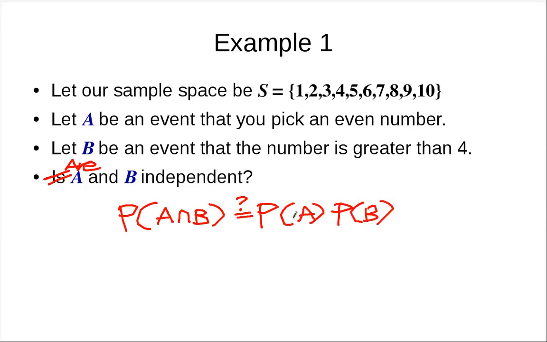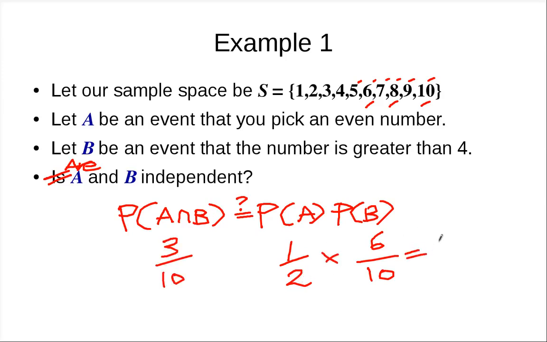So what's the probability of A? You pick an even number, so it's 1/2. What's the probability that you pick something greater than 4? There are 1, 2, 3, 4, 5, 6, so 6 over 10, right? What is the probability of A intersection B? You pick an even number and it has to be larger than 4, so 1, 2, 3. It's 3 over 10. And if you multiply these, you see that this is also 3 over 10, right? So they are equal. These two events are independent.